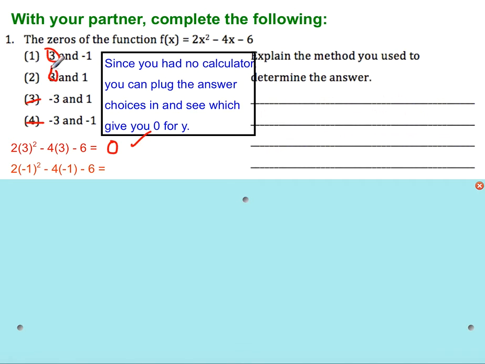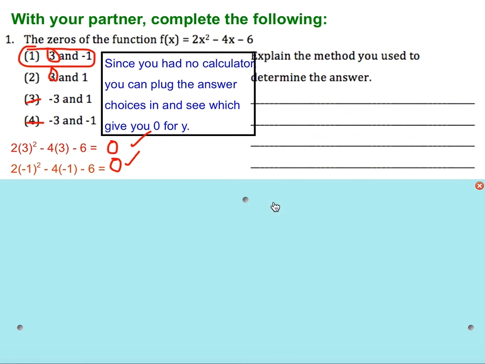Now we have to check if -1 works or +1 works. So if we look at that, -1 squared is +1, times 2 is 2. -4 times -1 is 4. So that's a +2 and a +4, which is 6. Minus 6 does give me 0. So both -1 and 3 give me 0, so the answer is that.